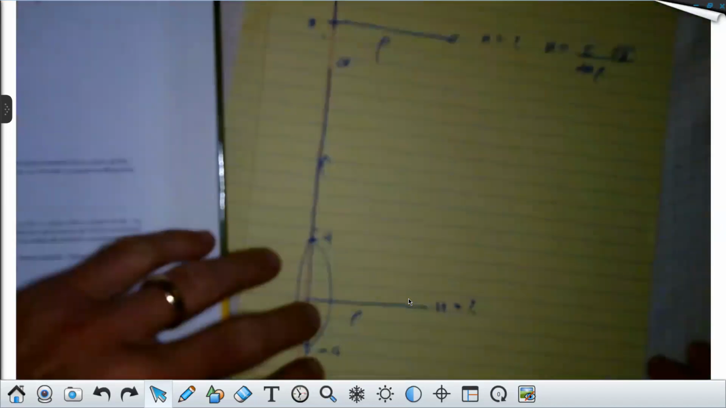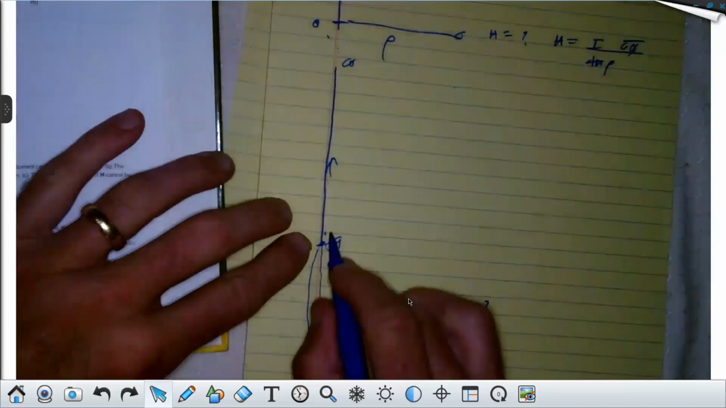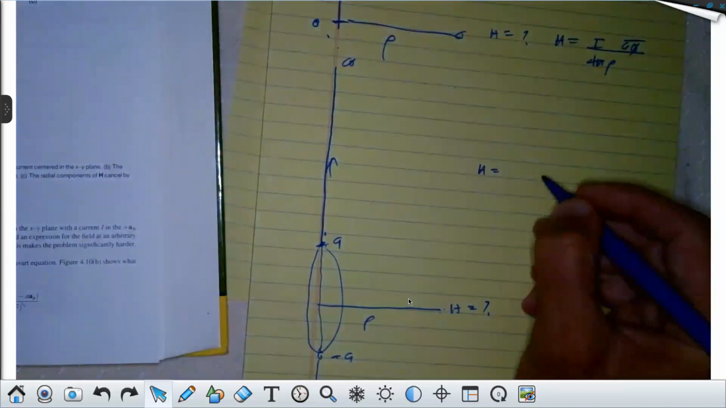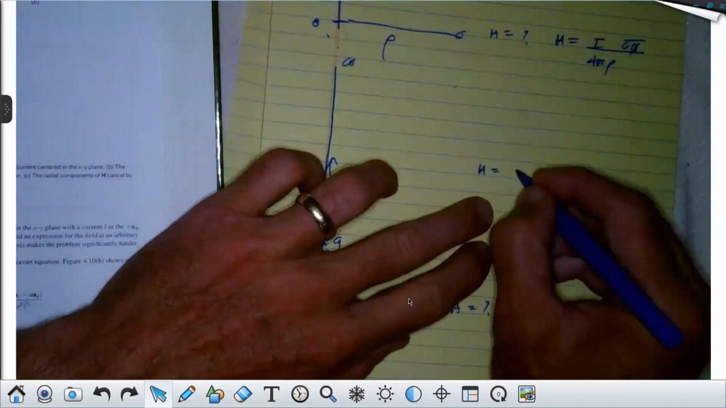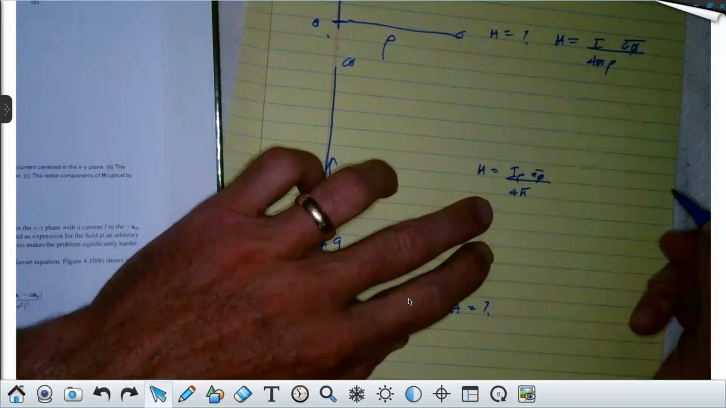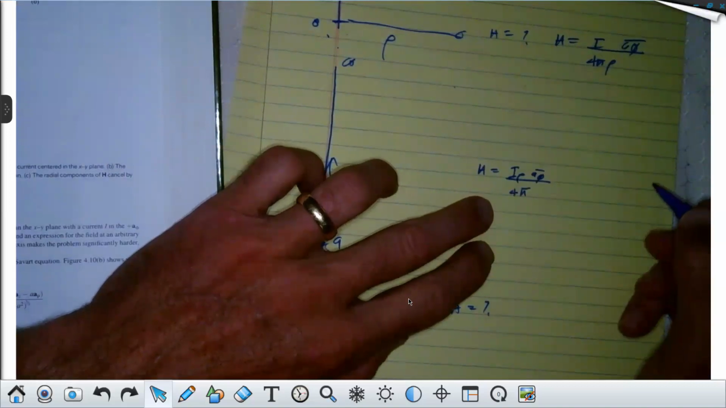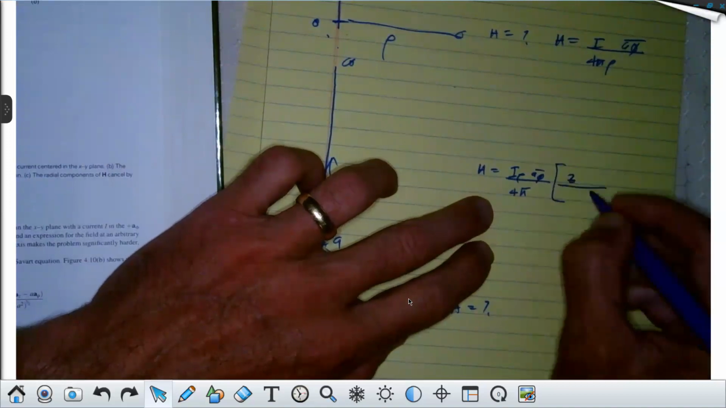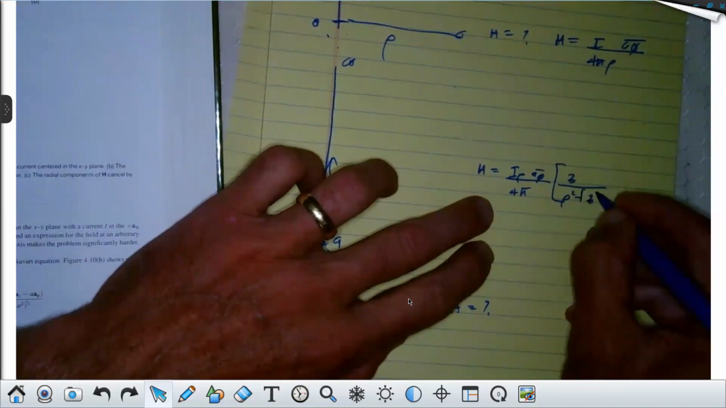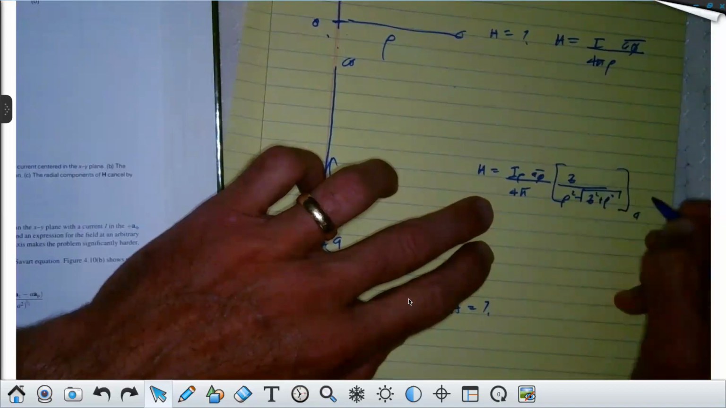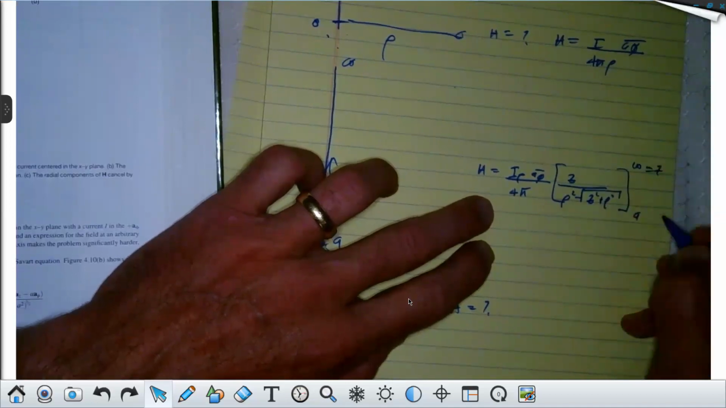I'm going to say that this H field right here, from this section, would be equal to I rho over 4 pi, in the a phi direction, z over rho squared times the square root of z squared plus rho squared. And it's evaluated from a to infinity. This is the value of z going from a to infinity.